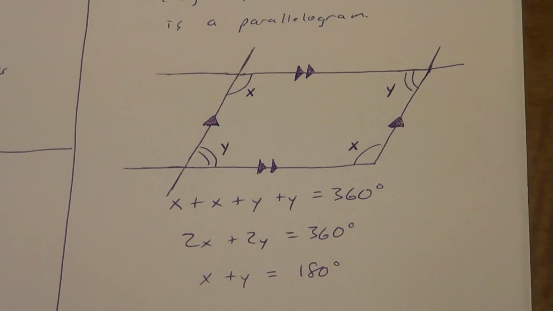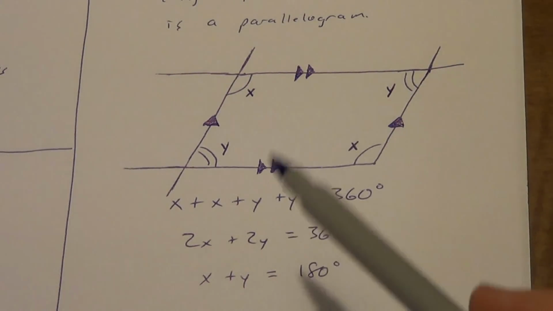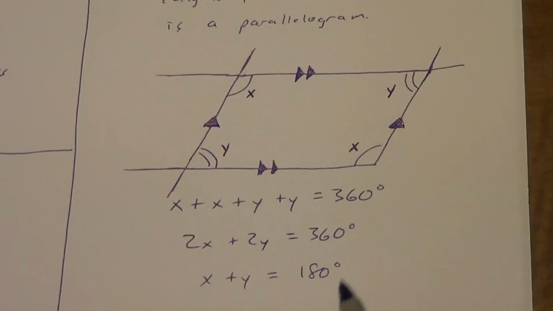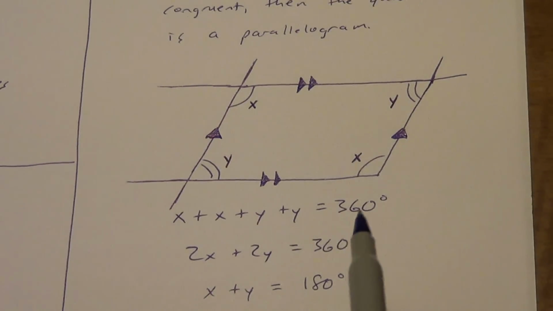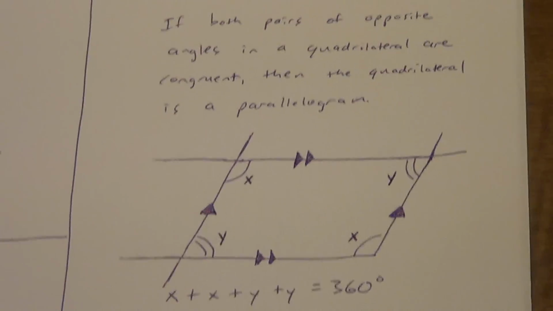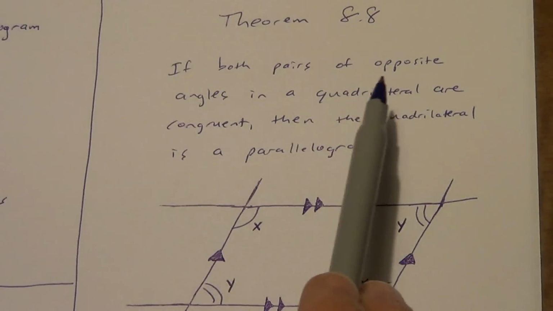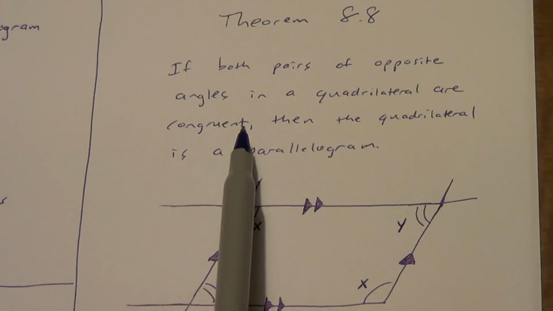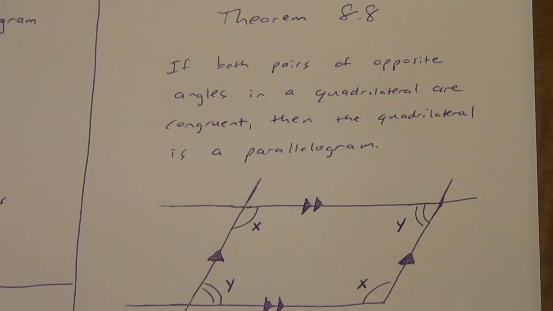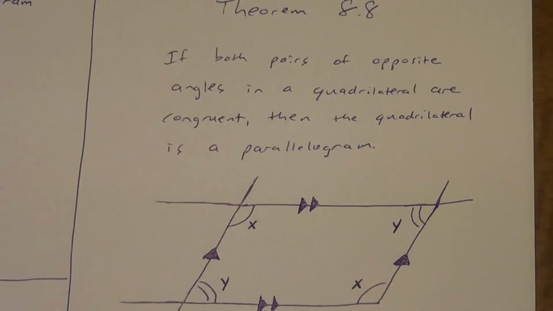So we just figured out that all the lines are parallel. Top and bottom are parallel, left and right are parallel. By definition of a parallelogram, this thing has to be a parallelogram. It's a four-sided figure with two sets of opposite parallel sides. So, if both pairs of opposite angles in a quadrilateral are congruent, then the quadrilateral is a parallelogram. So that's the second way you can do it. All right, got a couple more here.